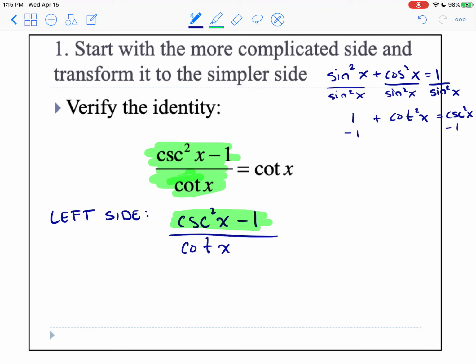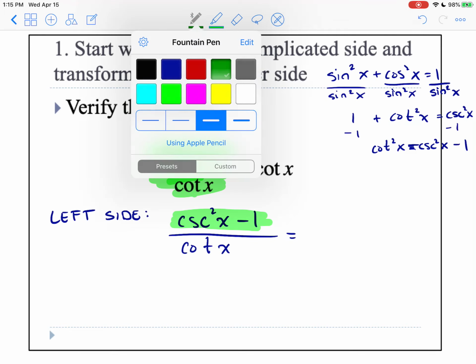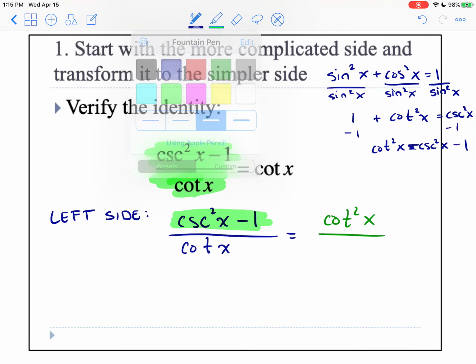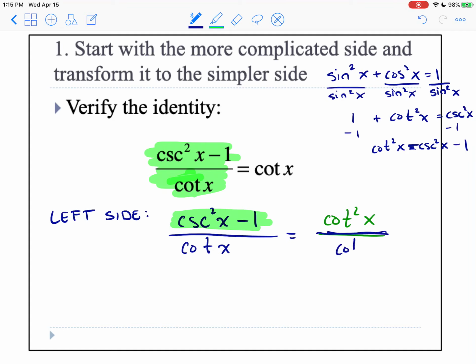Then if I rearrange this, if I just subtract 1 from both sides, I get cotan squared equals cosecant squared minus 1. So this cosecant squared minus 1, that's what I have highlighted here, and this identity is telling me that it's not anything different from cotan squared. So I can replace the highlighted part with cotan squared, and that's still divided by cotan of x. And cotan squared divided by cotan is just cotan. And look, that's the same thing that I have on the other side.